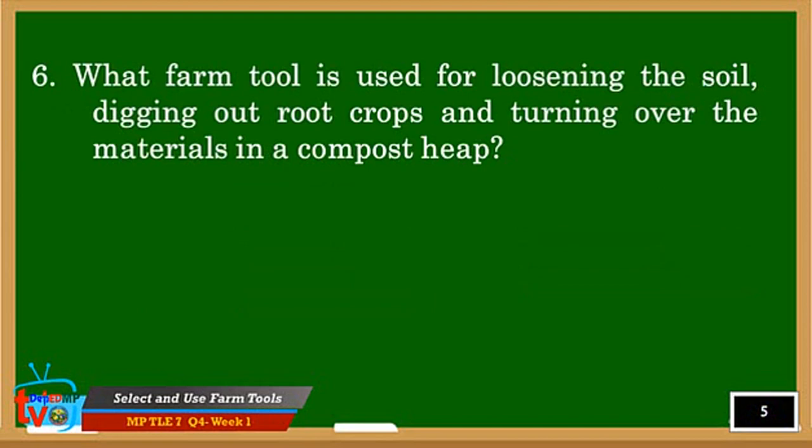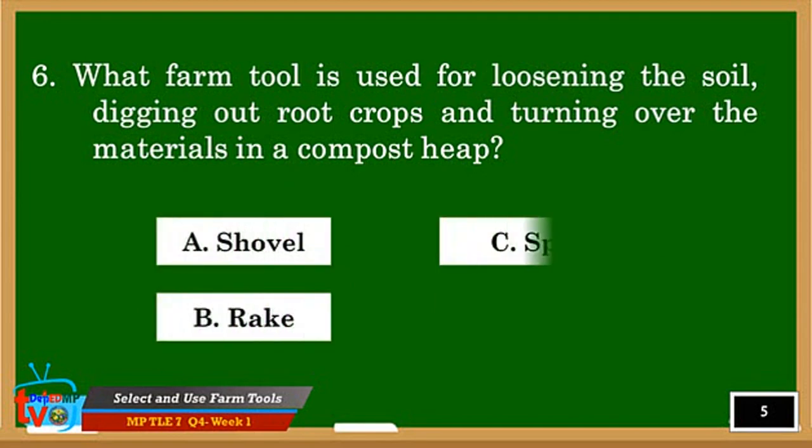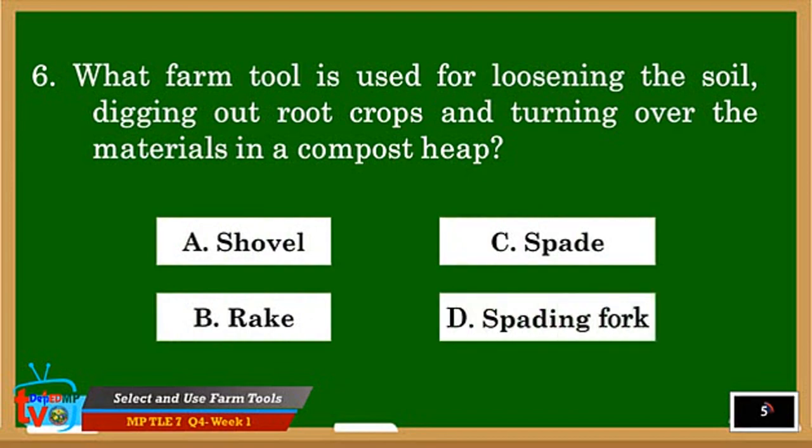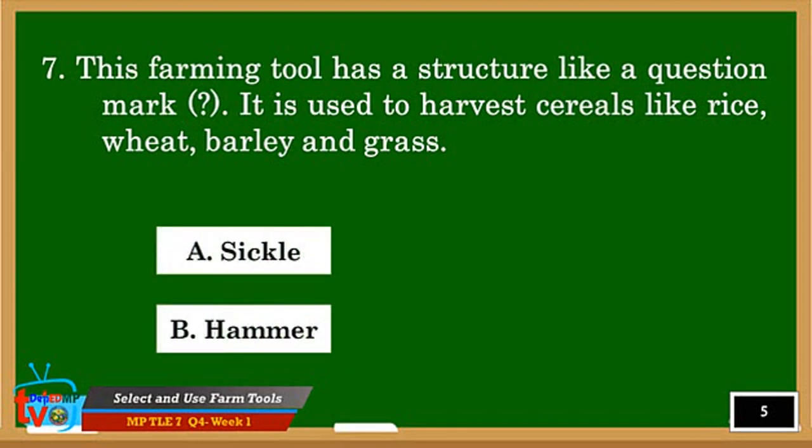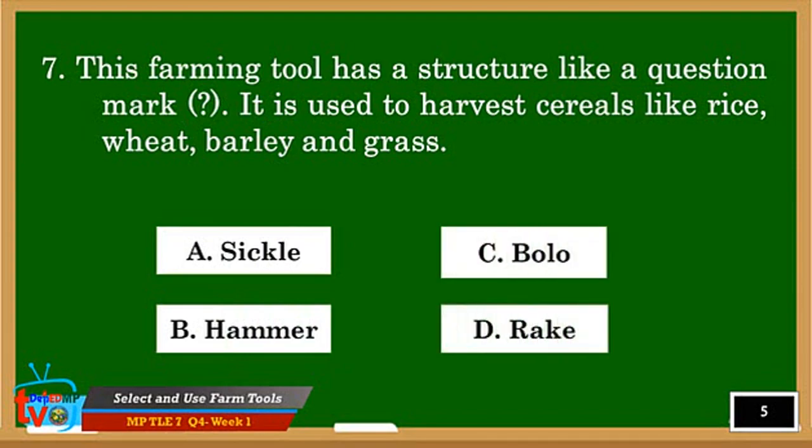Number 6. What farm tool is used for loosening the soil, digging out root crops, and turning over the materials in a compost heap? A, shovel. B, rake. C, spade. D, spading fork. Number 7. This farming tool has a structure like a question mark. It is used to harvest cereals like rice, wheat, barley, and grass. A, sickle. B, hammer. C, polo. D, rake.